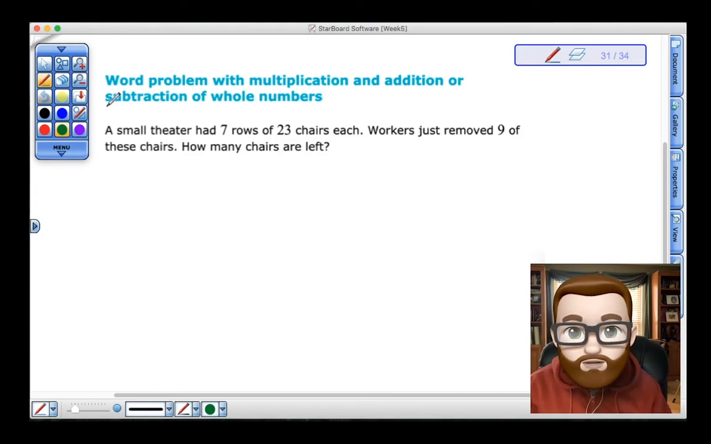All right, let's go over this one now. A small theater had 7 rows of 23 chairs each. Workers just removed 9 of these chairs. How many chairs are left?